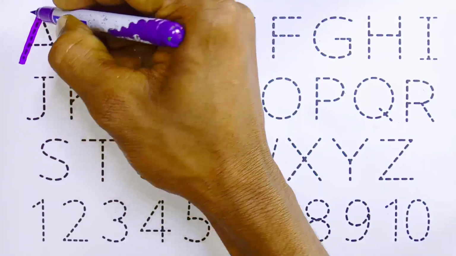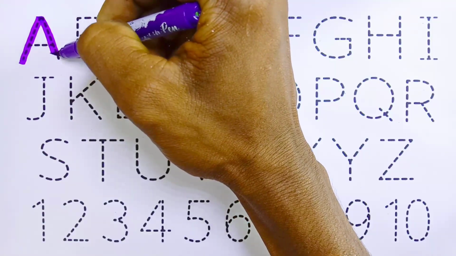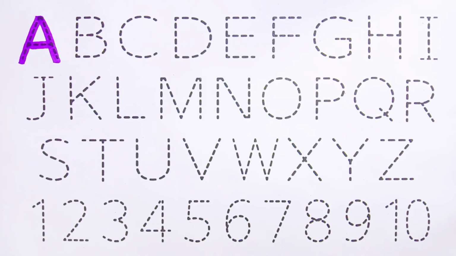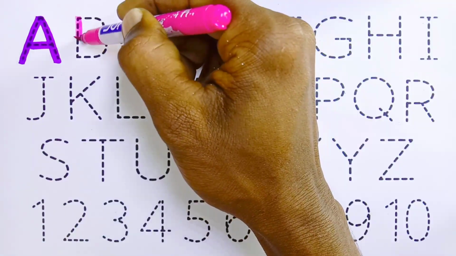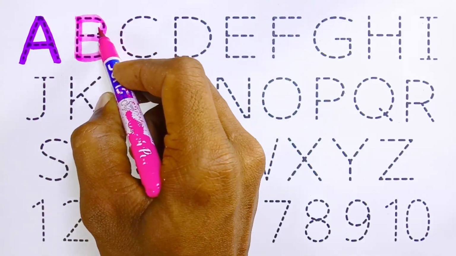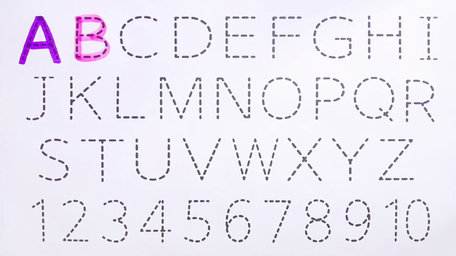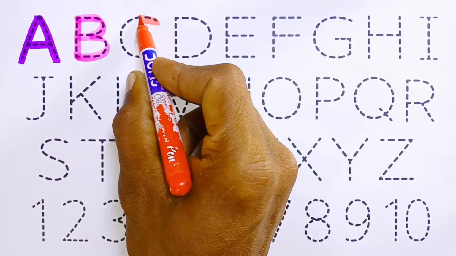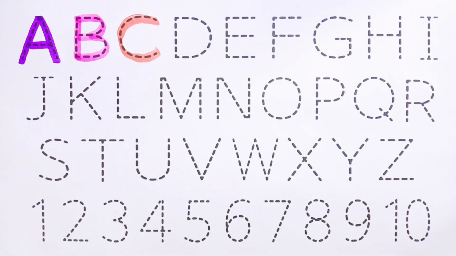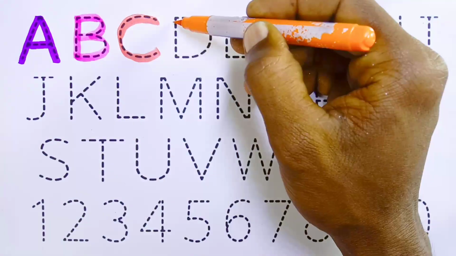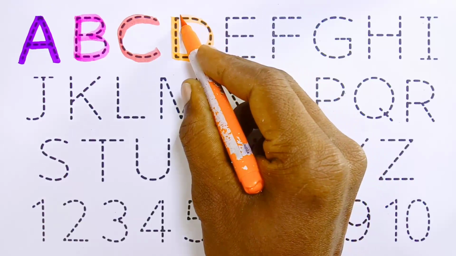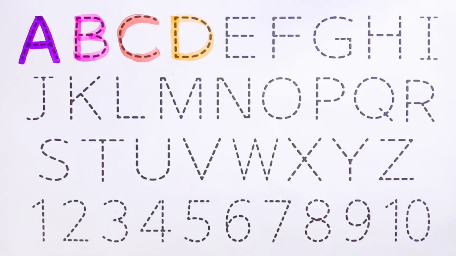A, A for apple. B, B for banana. C, C for cow. D, D for duck.